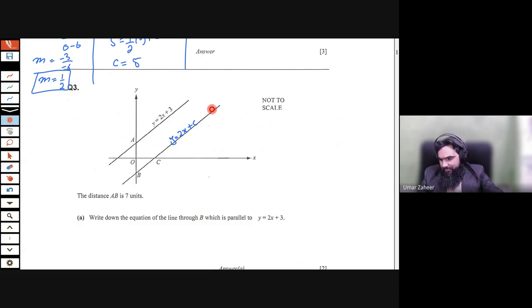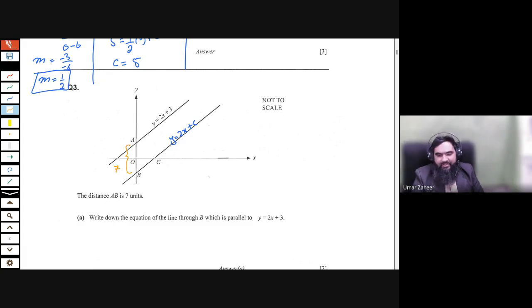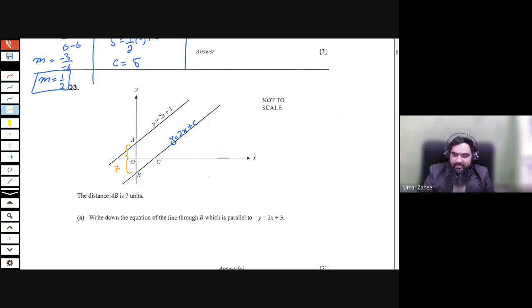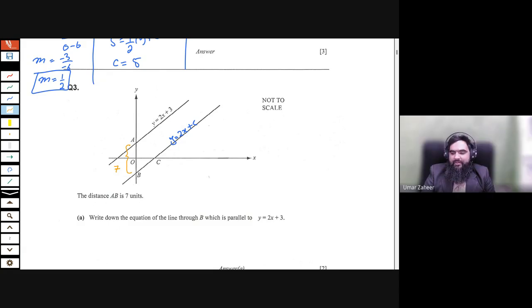He says that we need to find the equation of the line that passes through B. Now, one piece of information is given. He says that the distance between the point A and B is 7 units. Does anyone have an idea how to find the y-intercept of point B? No. Any other one? Can anyone tell me how to find the y-intercept of y equals 2x plus 3?